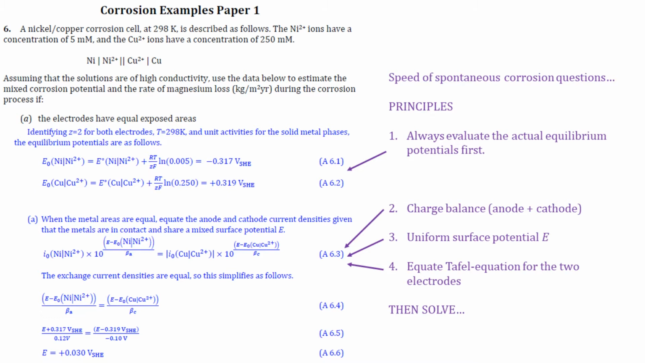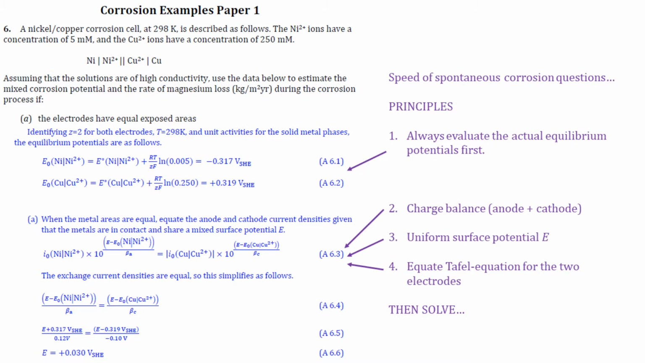So you first of all apply the Nernst equation in equations A 6.1 and A 6.2 to find the actual equilibrium potentials for the two electrodes. And then we have principles 2, 3, and 4, that we have charge balance, again in this case in part A. This is for metals having the same surface area. In part B, it's for different surface areas, but in part A of this question, the areas cancel out, so we have an equal absolute value of current density for the anode and cathode.